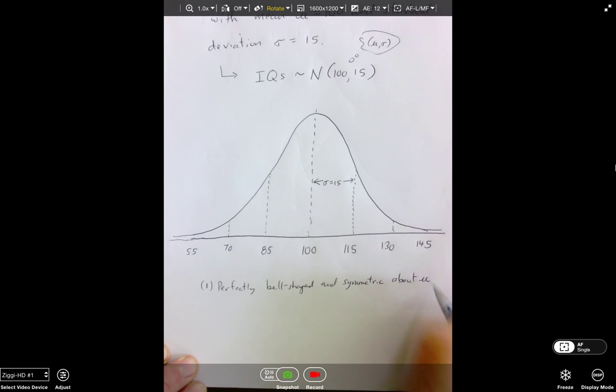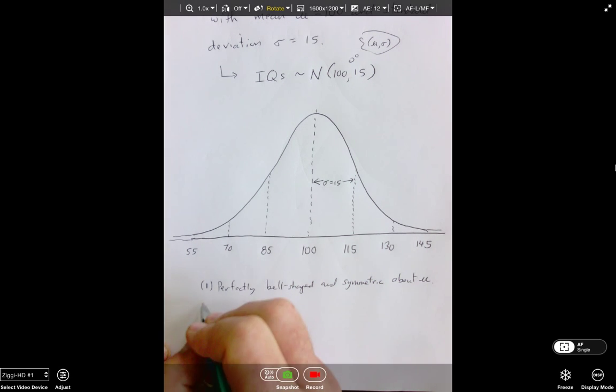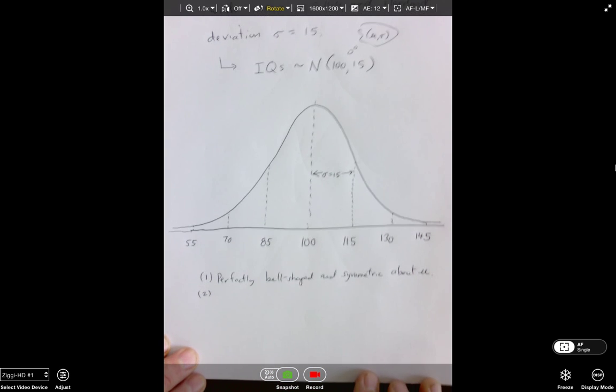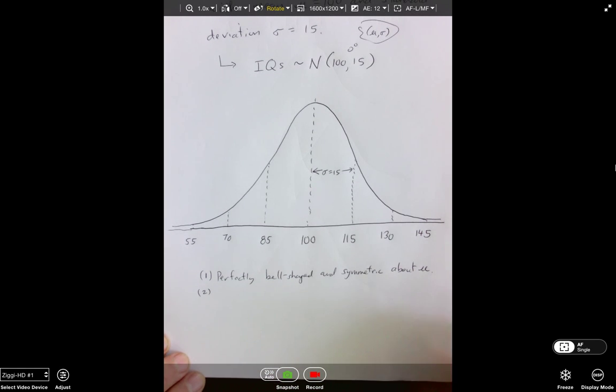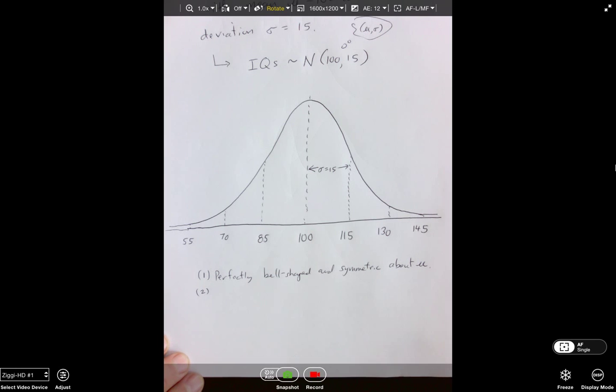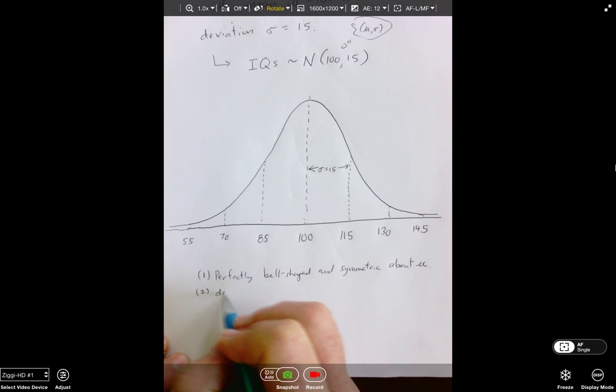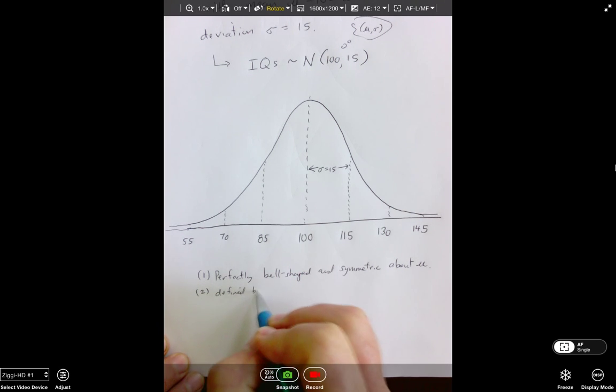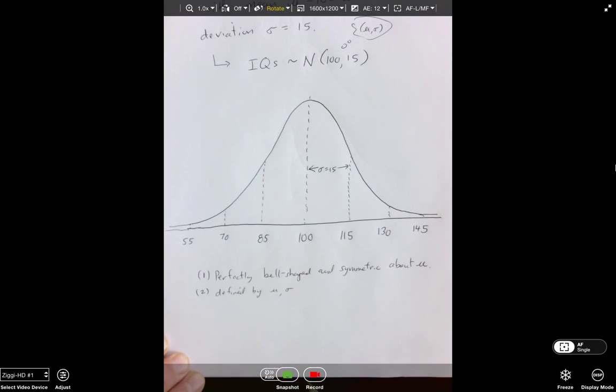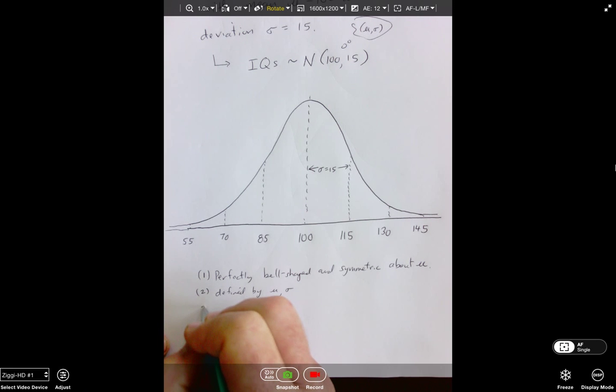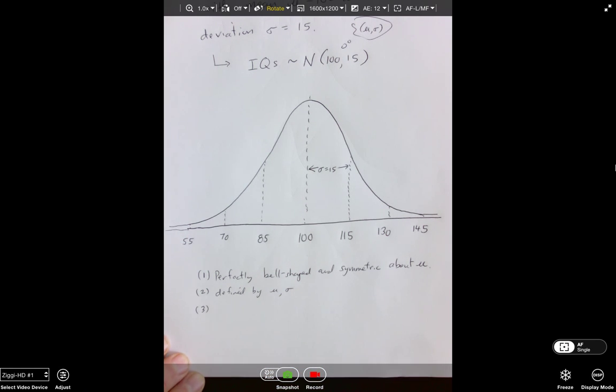About mu. So these things are centered, they're all about the mean. You ever have one of those friends that's kind of like all about themselves? Well, the normal distribution is all about the mean. Completely defined by the mean and standard deviation. You've got to know both of them to know what distribution you're dealing with. If you don't know both of them, you can't do anything.